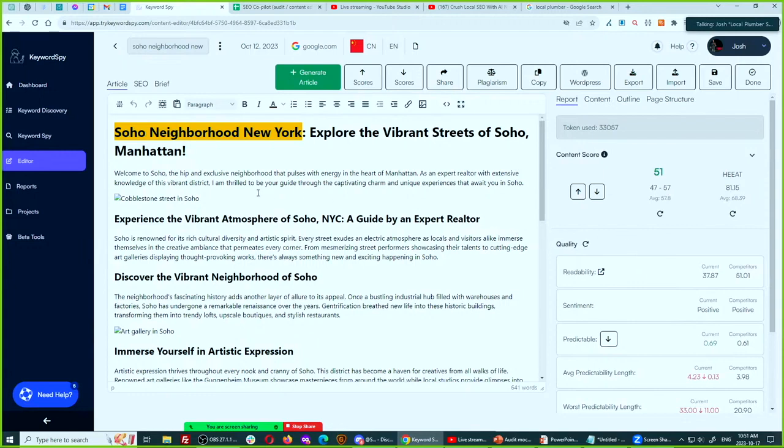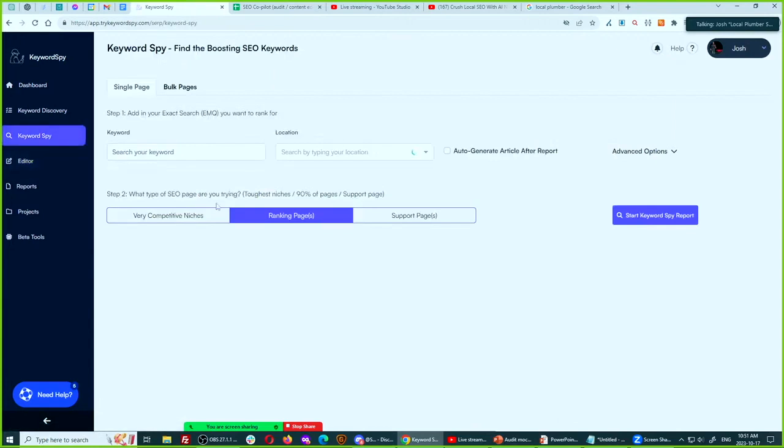And the more in-depth keyword report you do, ranking pages is fine. I did support pages for this, but ranking pages is fine, and very competitive niches is the full in-depth testing where we build all that stuff out.